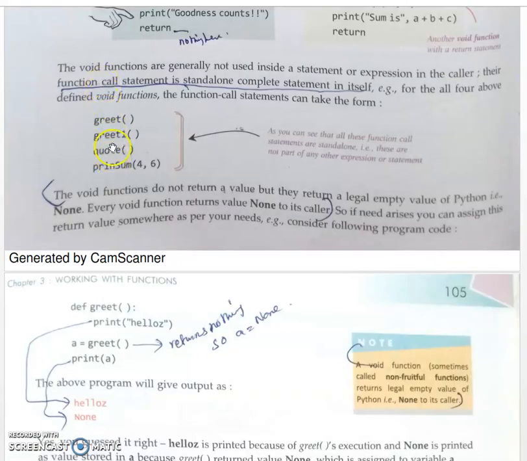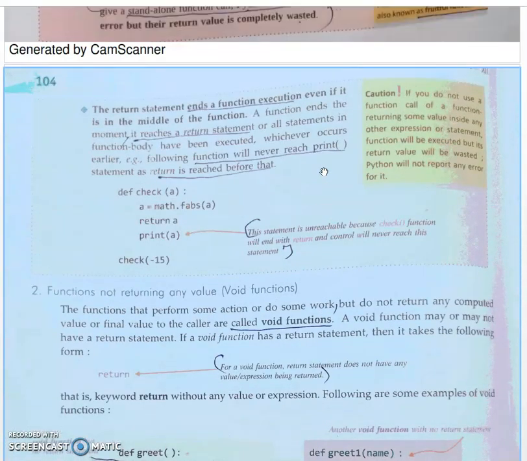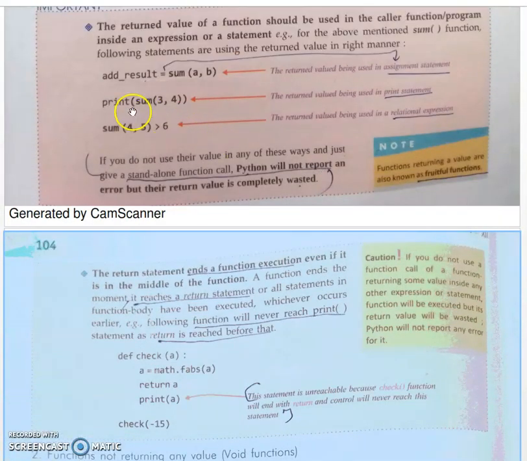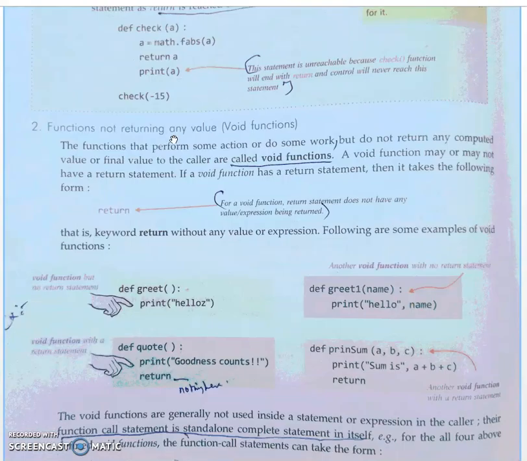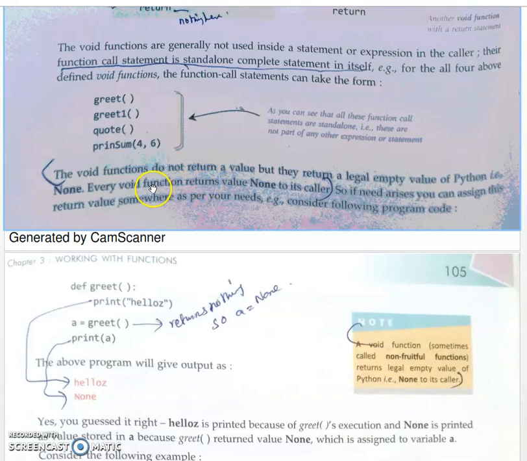Here all functions are standalone functions. They are not part of any other expression. If you see the previous page, the function call is part of an expression, so it is not a standalone function. Here it is a standalone function, since it does not come inside any expression. I already told you, the void function returns None. You can specify return with empty.